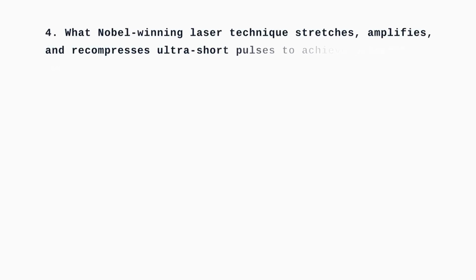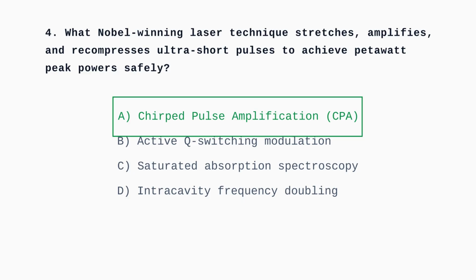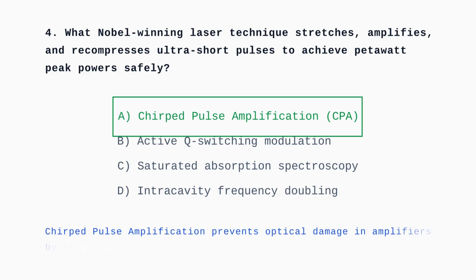Question 4. What Nobel-winning laser technique stretches, amplifies, and recompresses ultra-short pulses to achieve petawatt peak power safely? Chirped pulse amplification stretches ultra-short pulses in time before amplification to prevent damage to the optical medium, then recompresses them to achieve astronomical peak powers.